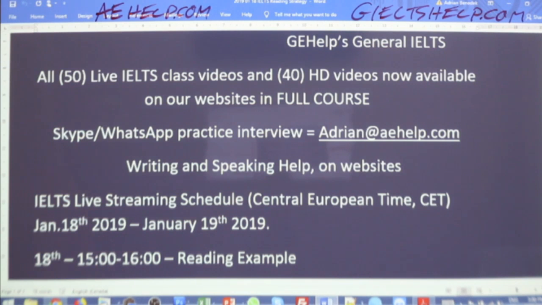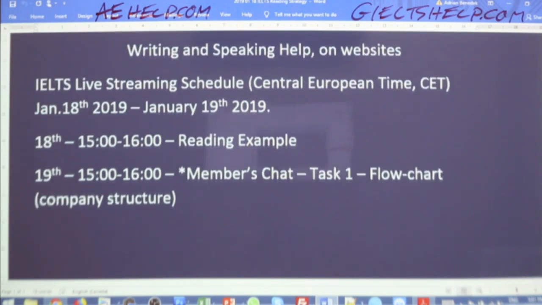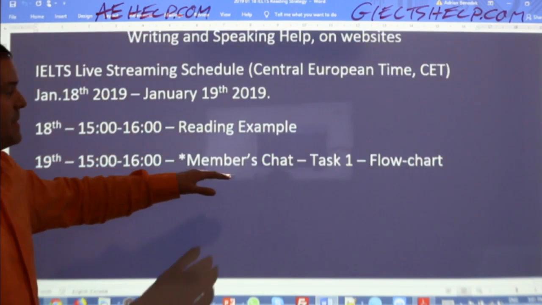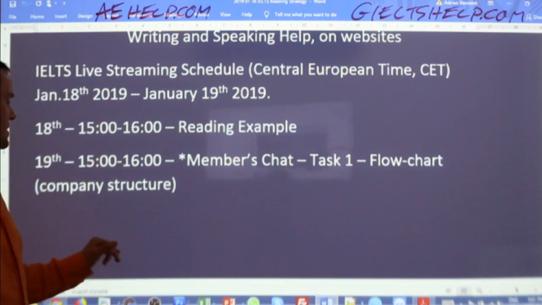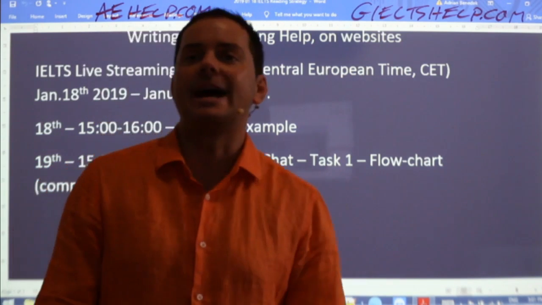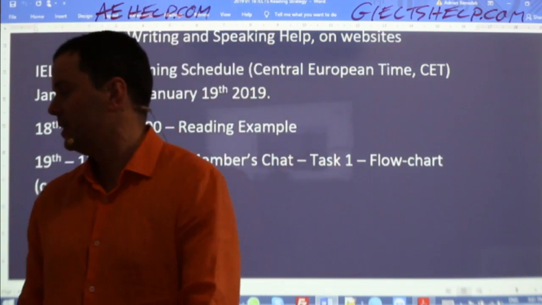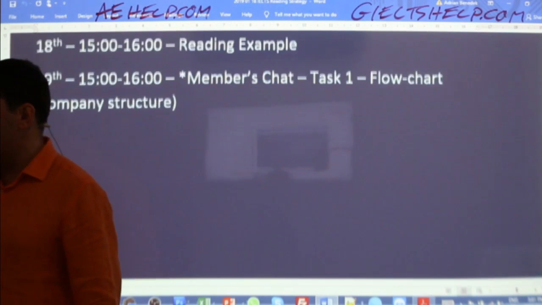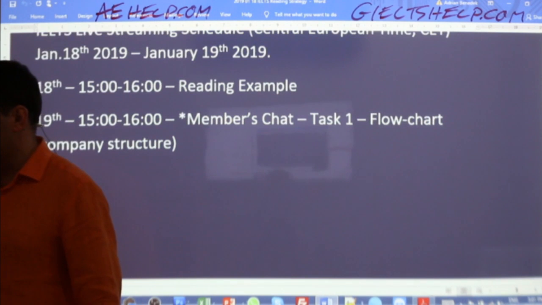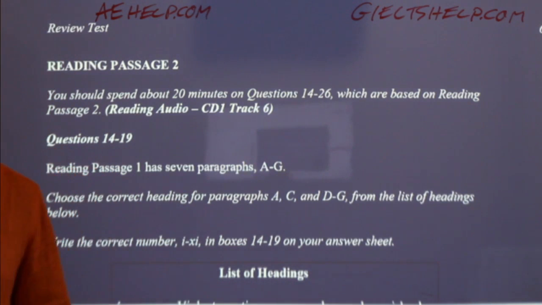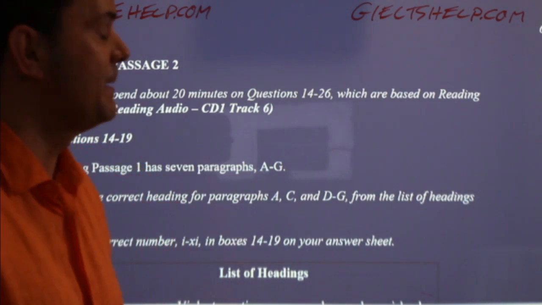Thank you for asking. All right, today we are doing a reading example. Tomorrow, we have a members chat class coming up. It's a flowchart type question for academic IELTS task 1. So tune in there. And today, let's get going with this reading. So here we go. Reading passage 2.